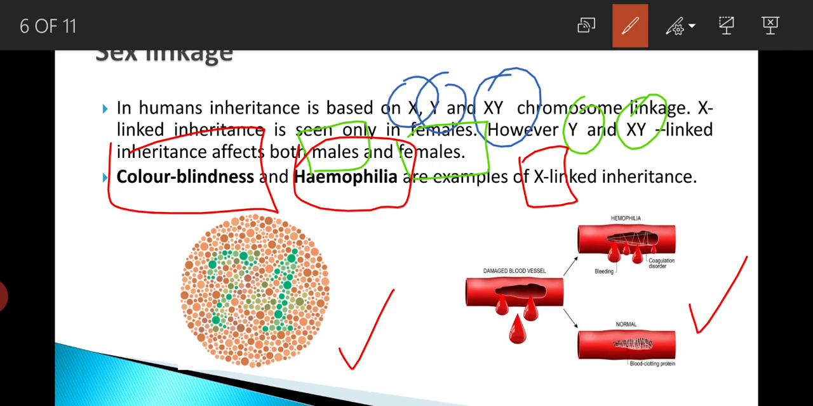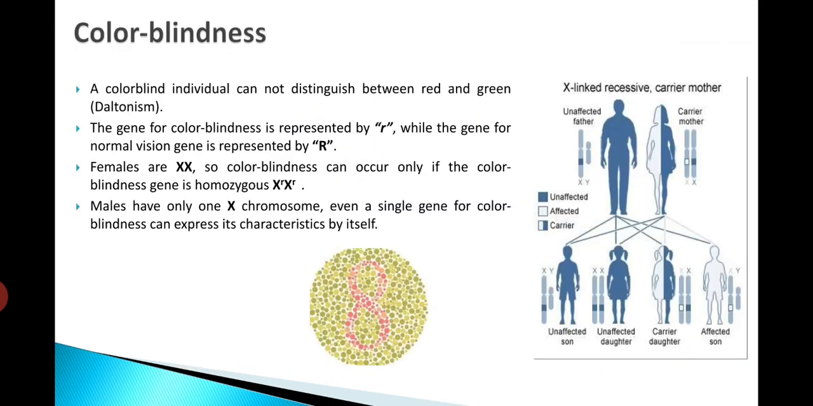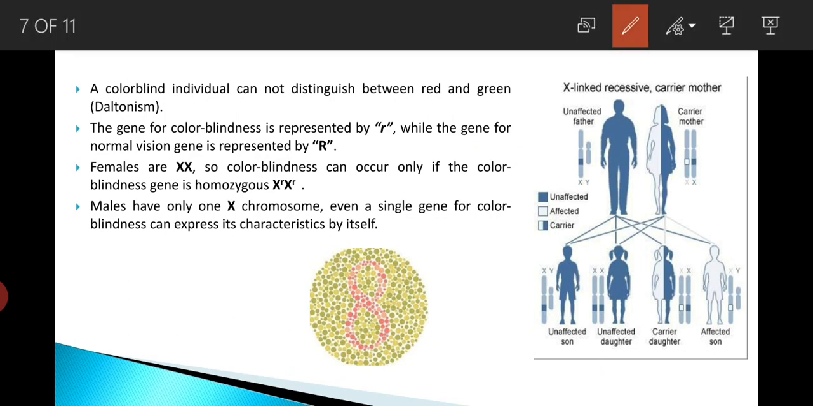Now let's see each of them shortly, and let's see how the X chromosome affects the inheritance of different traits. So color blindness, as I mentioned, is a disease in which the individual cannot distinguish between the red and the green color, and this is known as daltonism.